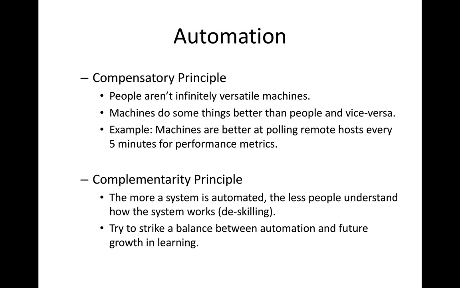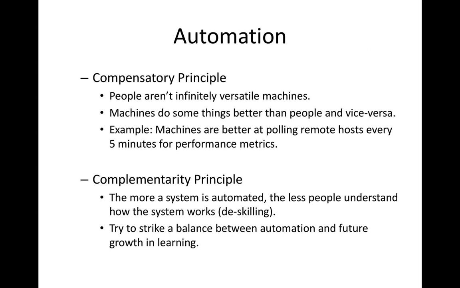If you asked a person to poll a machine every 5 minutes, maybe they could do it for a few hours, but eventually you'd probably drive that person crazy. They would have to sleep at some point, right? So people just aren't wired like machines in terms of being able to do these very repeatable tasks. So let's automate the things that machines are really good at. Let's focus on automating those things first. That's what the compensatory principle is all about.